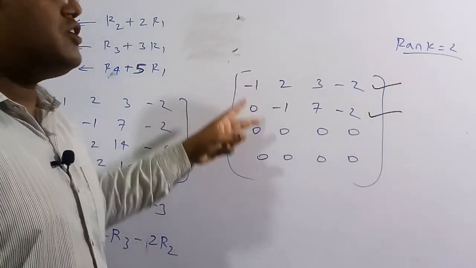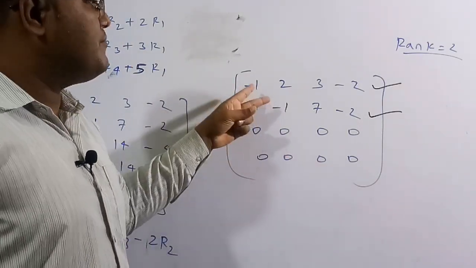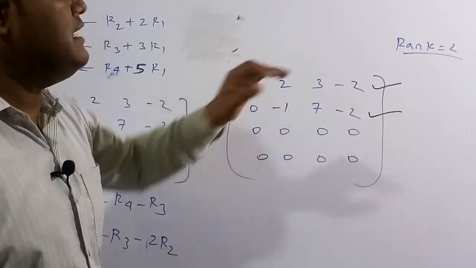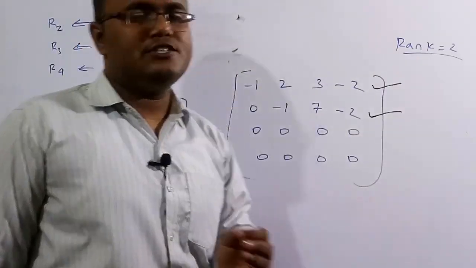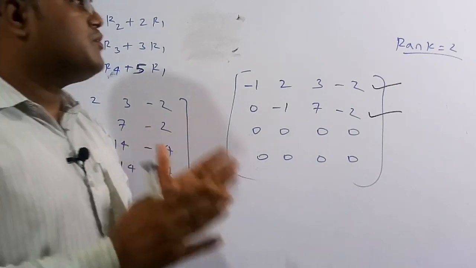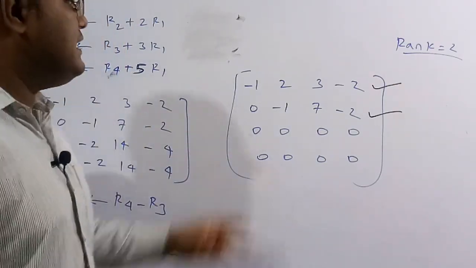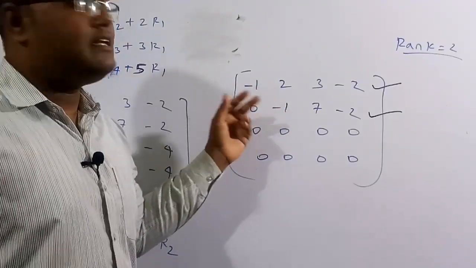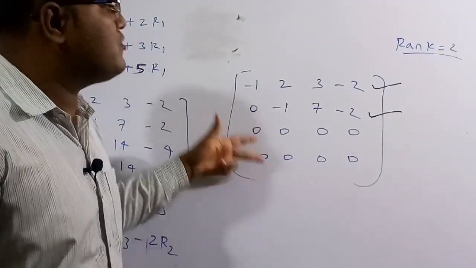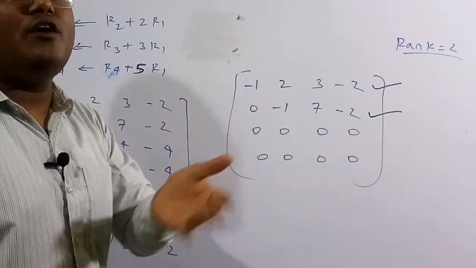So there are two non-zero rows present in this matrix. Therefore we can say the rank is going to tell you the number of independent rows or the number of independent columns. Both are the same. Here there are only two rows which are independent, and the remaining two rows are dependent upon these two rows by a linear combination.